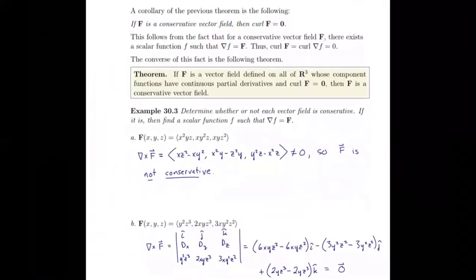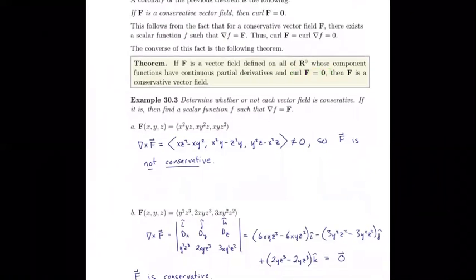So the converse of this fact is given by the theorem below. If F is a vector field defined on all of R3 whose component functions have continuous partial derivatives, and the curl of F is equal to zero, then F is a conservative vector field. So we have a full characterization. In other words, the implication works both ways. If the curl of F is zero, F is conservative. If F is conservative, then its curl is zero.